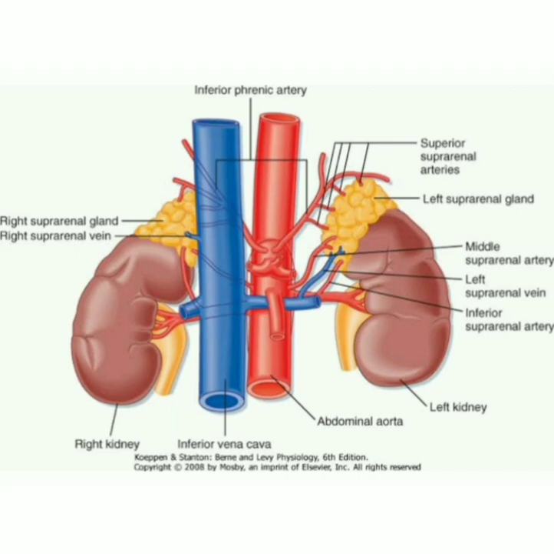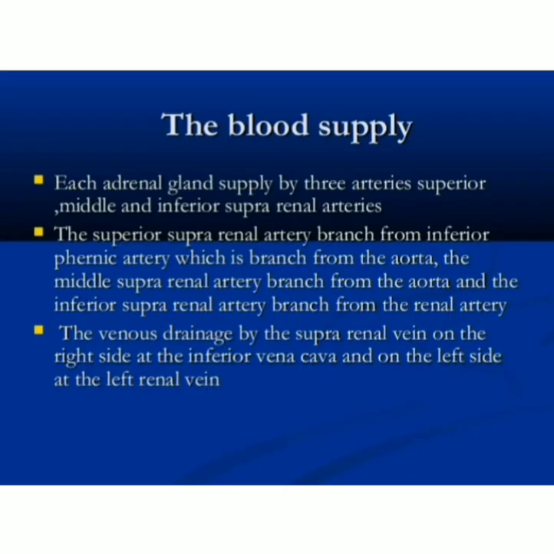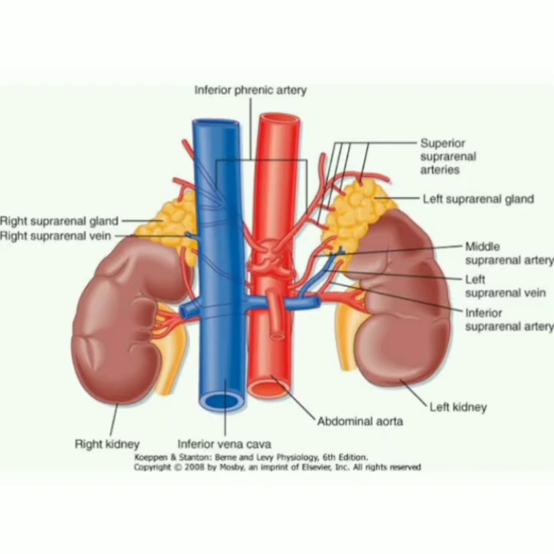And the venous drainage. The suprarenal vein drains on the right side into the inferior vena cava and on the left side into the left renal vein, and you can see this in the picture. The right suprarenal vein directly drains into the inferior vena cava, and the left suprarenal vein drains into the left renal vein.